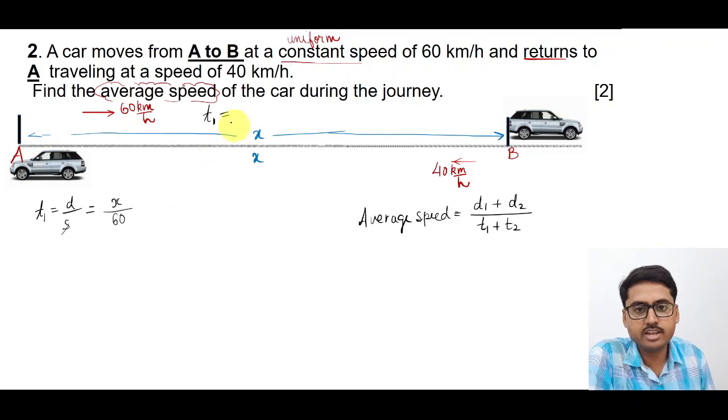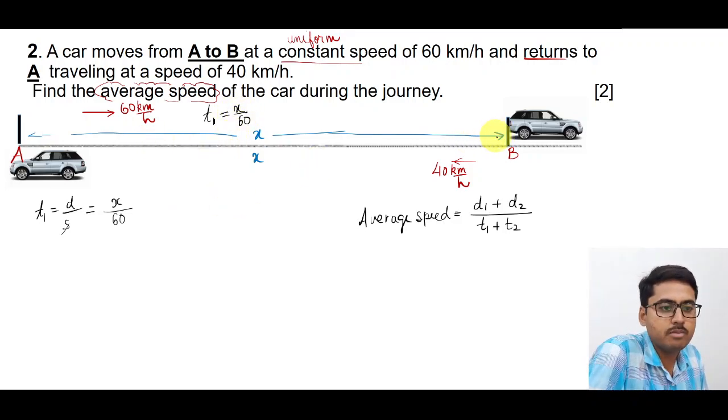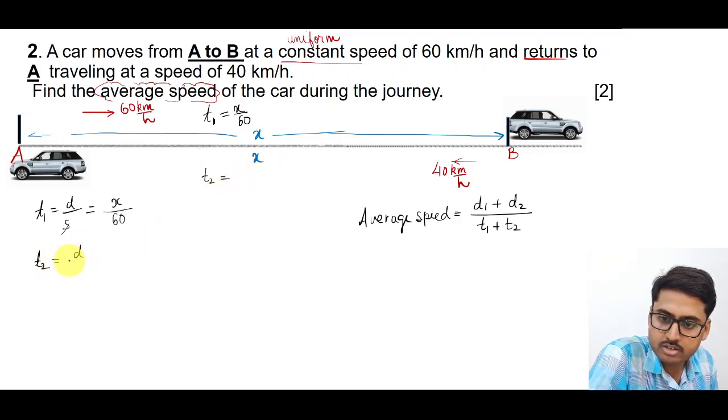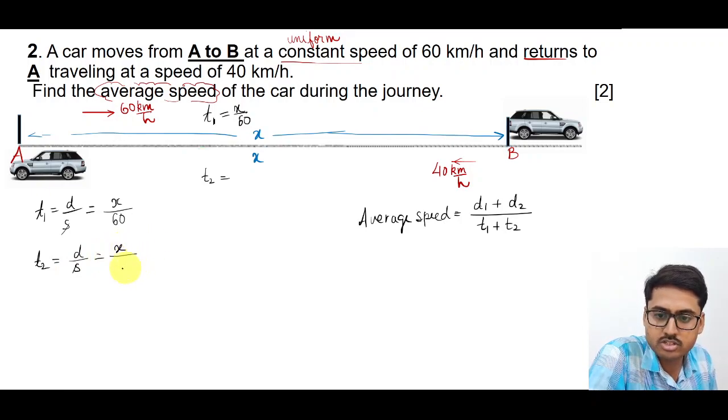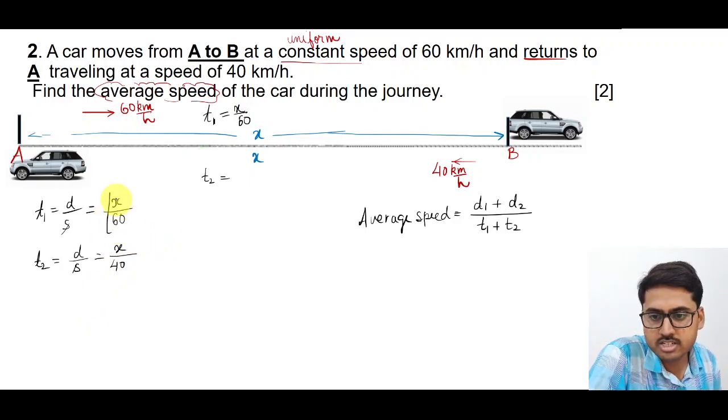So this is the time, x by 60. And similarly, while coming back from B, if I call it t2, while returning, the time will be distance by speed, and this will be x, which is the distance, divided by the speed, that is 40, right? So this is x by 60 and x by 40.